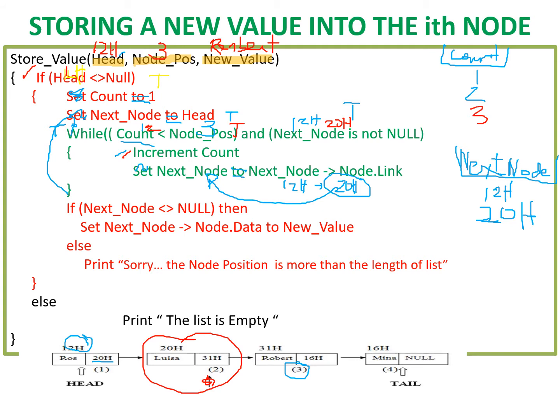Ma'am, pwedeng pagpalitin itong dalawang statement? Yes, pwede naman. Okay? So, pwedeng mauna yung next node is equal to next node referencing to node.link before we increment the value of the count, and vice versa.